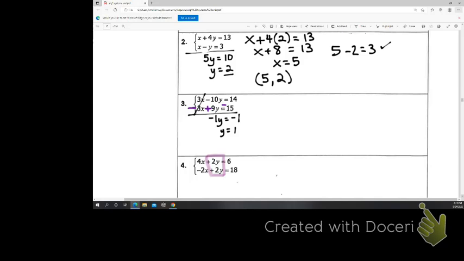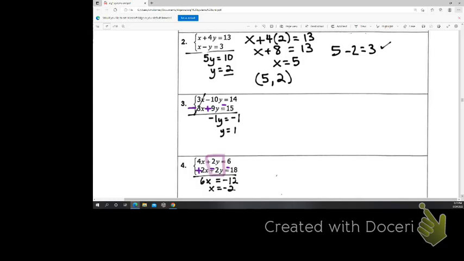So if I choose the bottom line, if I subtract this whole line, this becomes plus, this becomes minus, this becomes minus. Now I can put them together: 4x and 2x, 6x, the y's are eliminated now. 6 and -18 is -12, divide by 6, and we have x is -2.